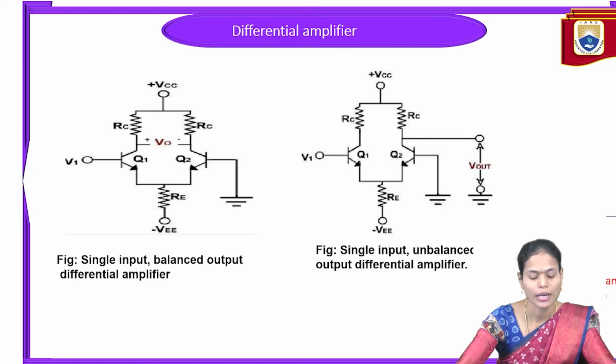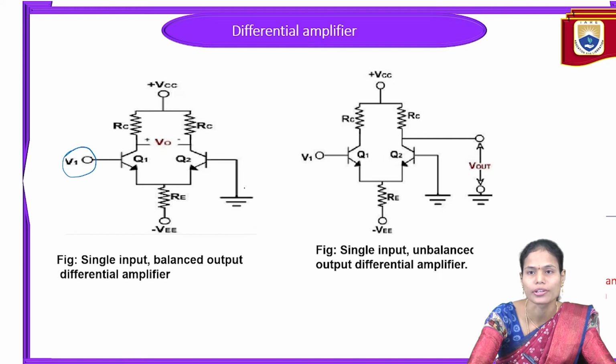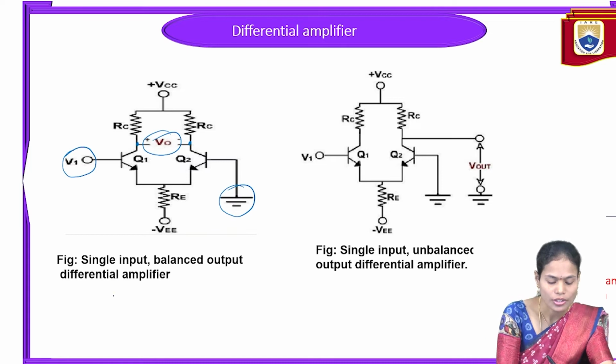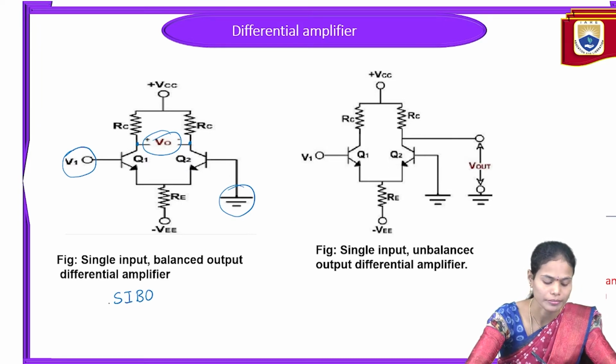And the third type of amplifier is the single input balanced output. Here it is single input, so we are providing the input voltage to the base of the first transistor, and the second transistor base is grounded. Why? Because we are not providing any input to this particular transistor. And balanced output means we measure the voltage V0 at the common point of both collector terminals. In short we can call it SIBO, the single input balanced output differential amplifier.